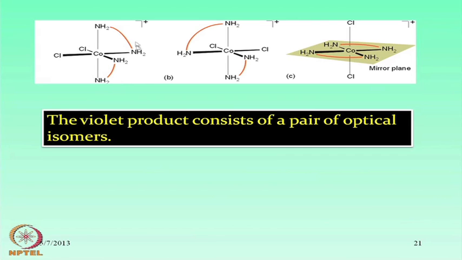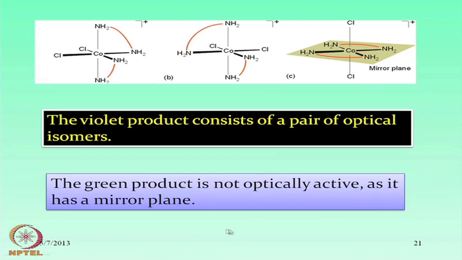So, whatever we find and we identify these compounds, we can label this violet one as the corresponding cis dichloro compound, and these two cis dichloro compounds are optically active. One is labeled as delta and the other can be labeled as lambda, and the green product is not optically active because it has a mirror plane. So, the green product, the trans product, is an optically inactive product which we get as one isomeric form.